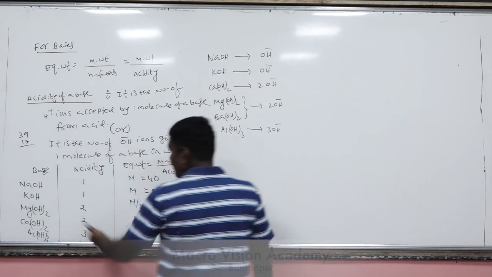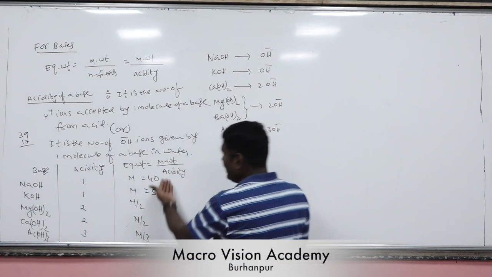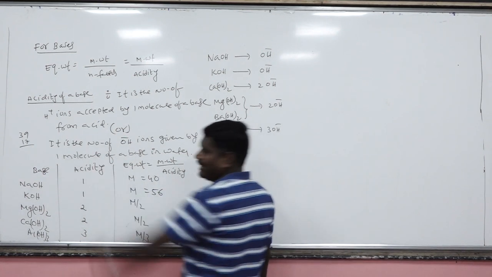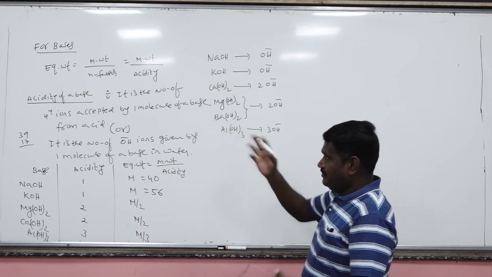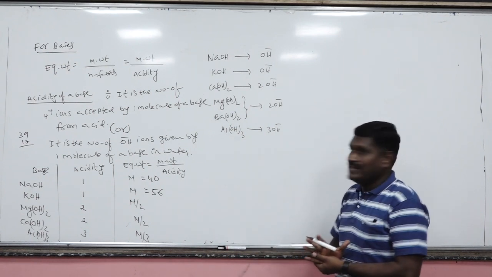Like that, we can calculate the molar mass and divide it by the acidity, that is the n factor, so that we can calculate the equivalent masses. So this is the n factor corresponding to the bases.